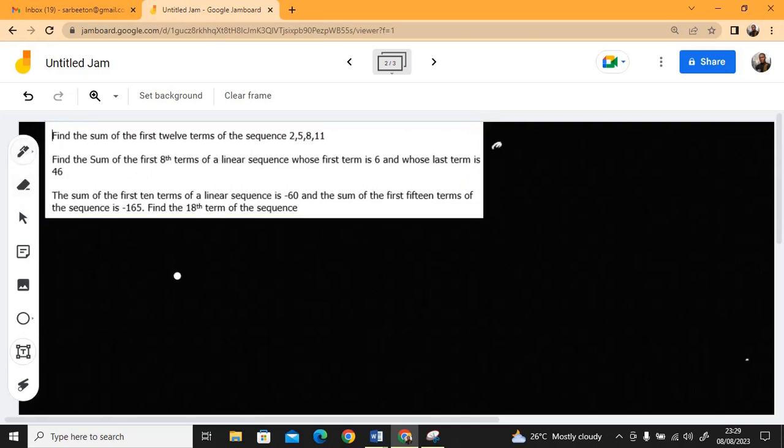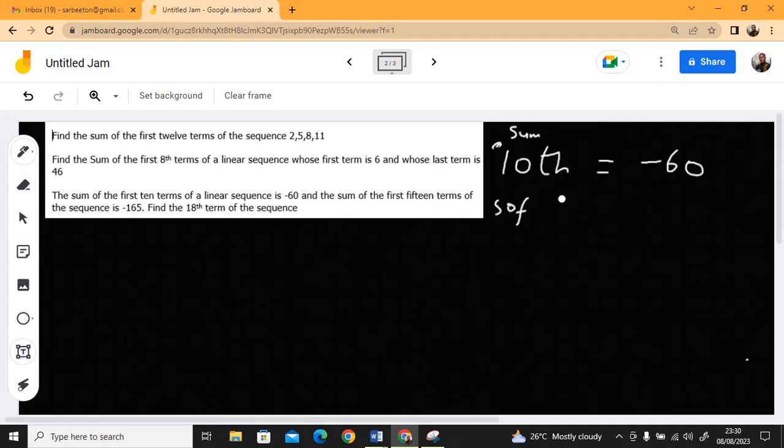Now look at this question. They said the sum of the first 10 terms of an arithmetic sequence is minus 60. Let's now write the equation just like we did for the first one. The sum of the first 10 terms, S10, equals minus 60. Then it says the sum of the first 15 terms, another one, S15.